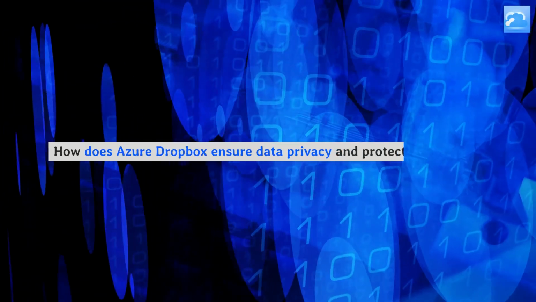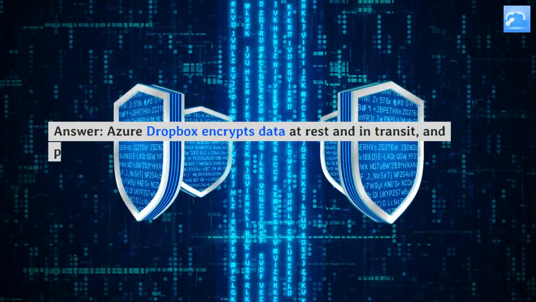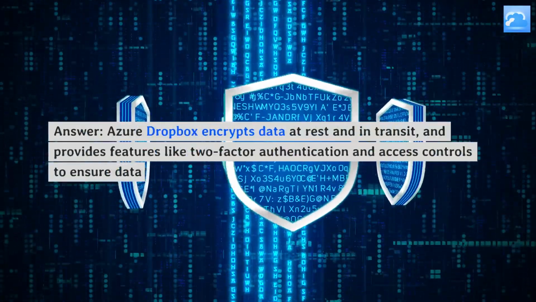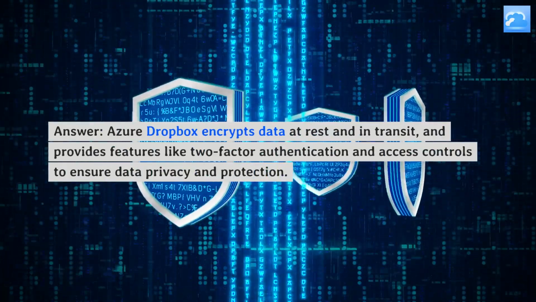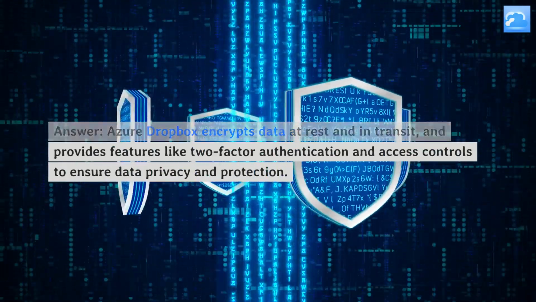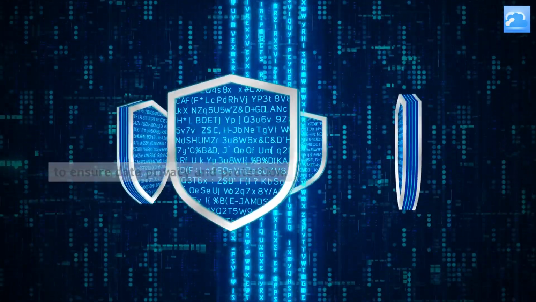How does Azure Dropbox ensure data privacy and protection? Answer. Azure Dropbox encrypts data at rest and in transit, and provides features like two-factor authentication and access controls to ensure data privacy and protection.